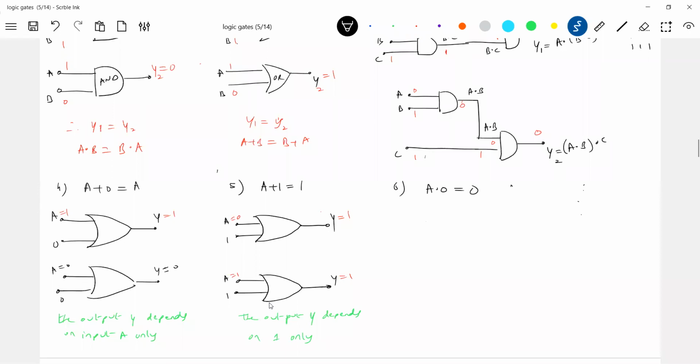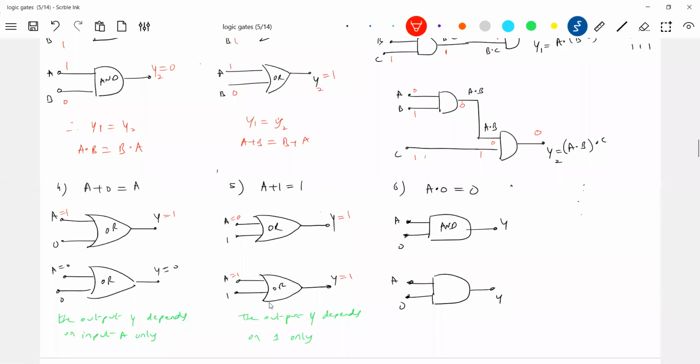A dot 0. So it's a dot, no? Dot means AND gate. By this time with the symbols, the moment I show the gate like this, it's an OR gate. If I draw like this, it's an AND gate. I think by this time you are able to understand. That's all, no? Just logical thinking is needed here.